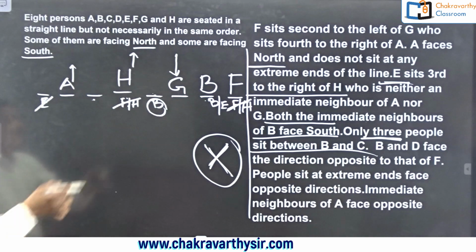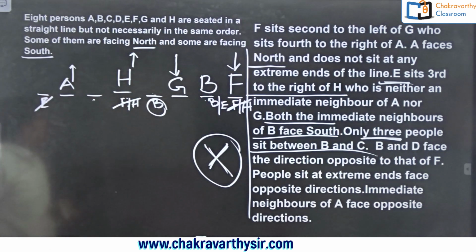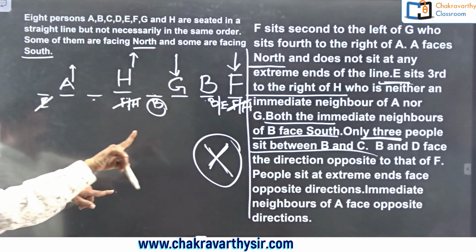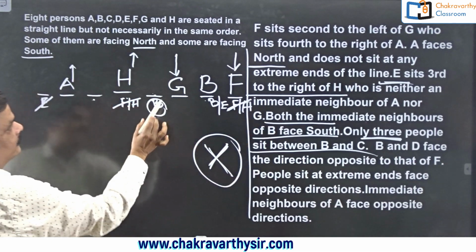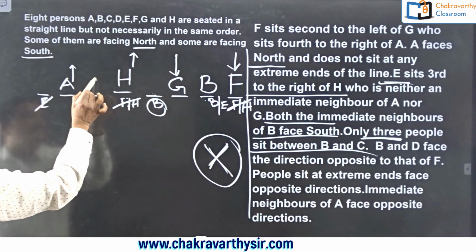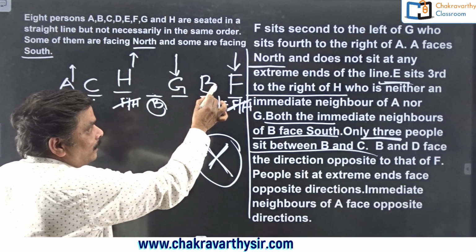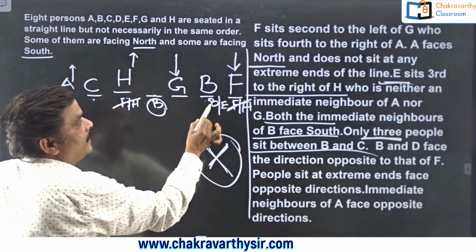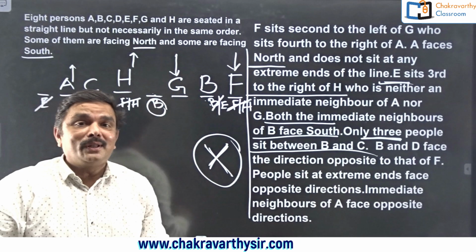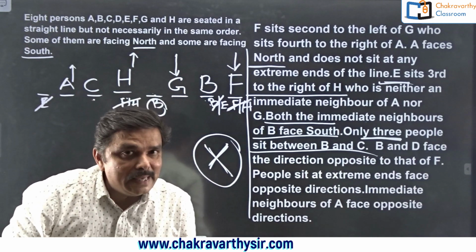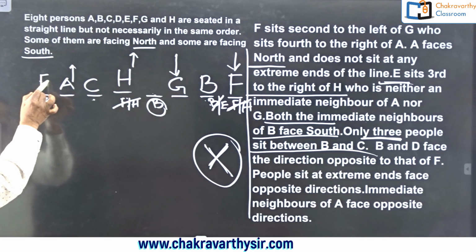This one. When B is here, both the immediate neighbors of B should face south. Done. Next, when B is here, three people should be there between B and C. 1, 2, 3. C's place is confirmed. And moreover, when B is here, this is a possible place for B or E. When B is here, E cannot be here. When E is not here, there is only one place left out for E. What is that place? This one.